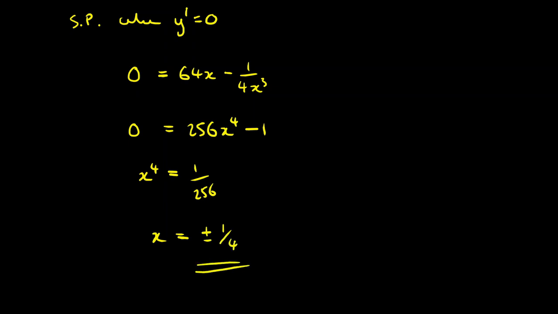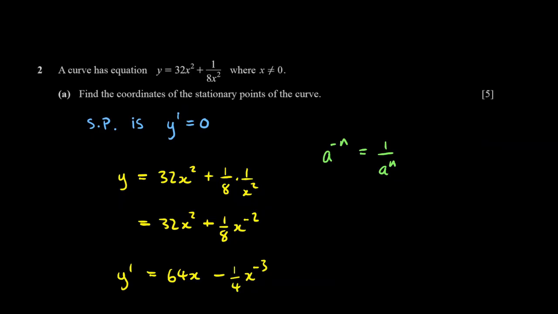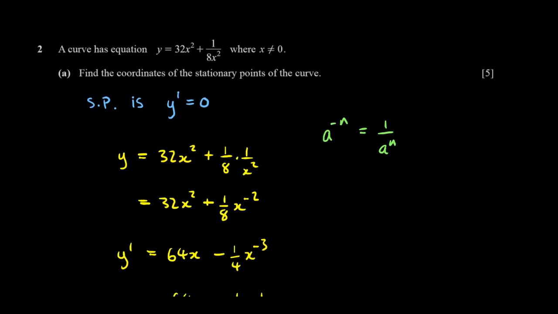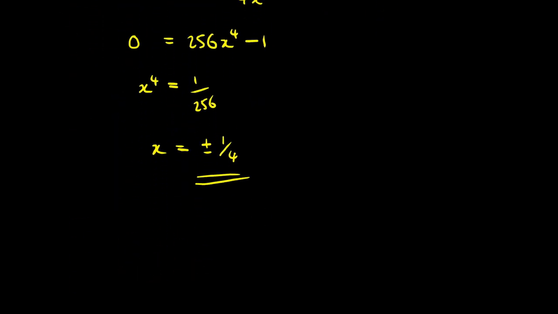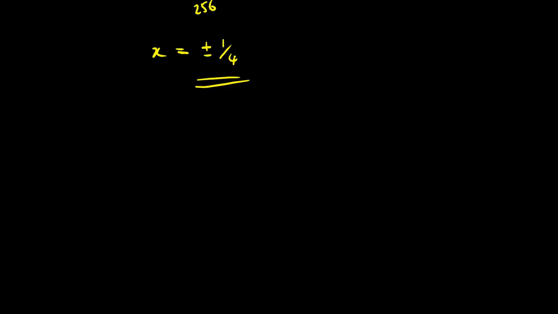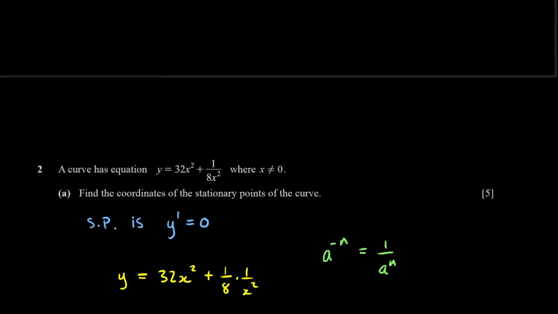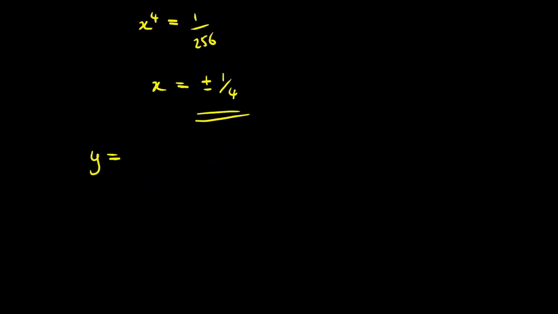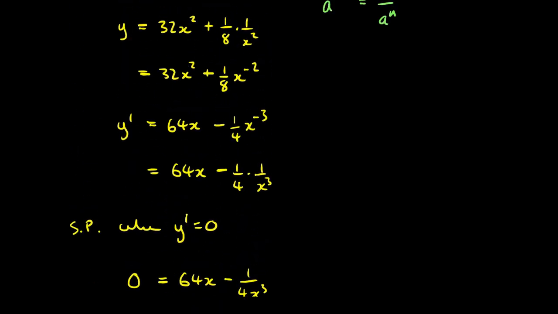Okay, now let's just check our question. I want to find the coordinates, right? Coordinates in plural. So how are we going to do that? Well, we've got to make sure we substitute and find our y values. So remembering that y is equal to, what was y equal to? 32x squared plus 1 upon 8x squared, I believe.